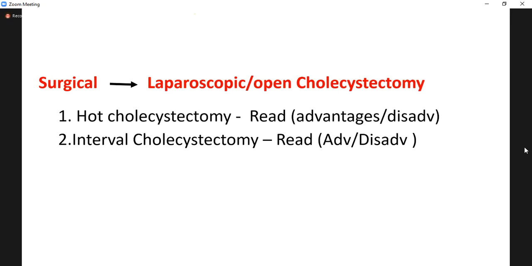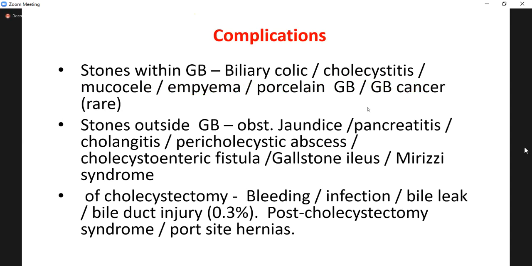The problem in hot cholecystectomy is there is a lot of inflammation and a lot of bleeding, and there's edema around the tissues. So sometimes the operation may be a little bit difficult, but now the world is moving a lot towards hot cholecystectomy because of patient compliance. They like it because their trouble is over in one admission, right? So what are the complications?